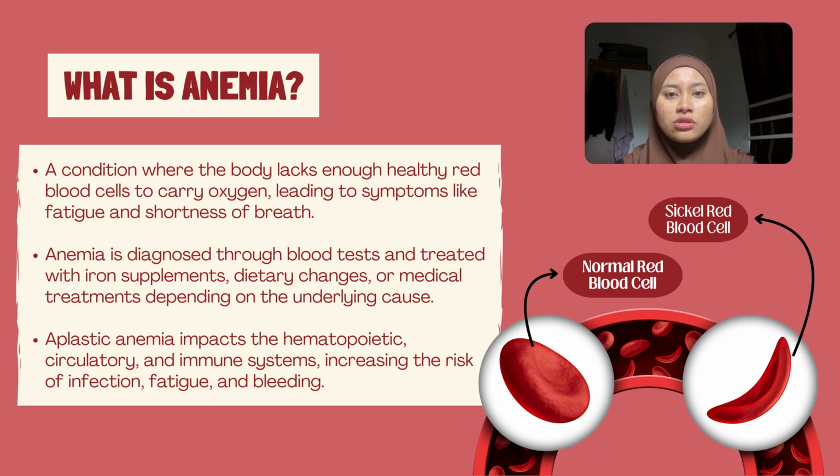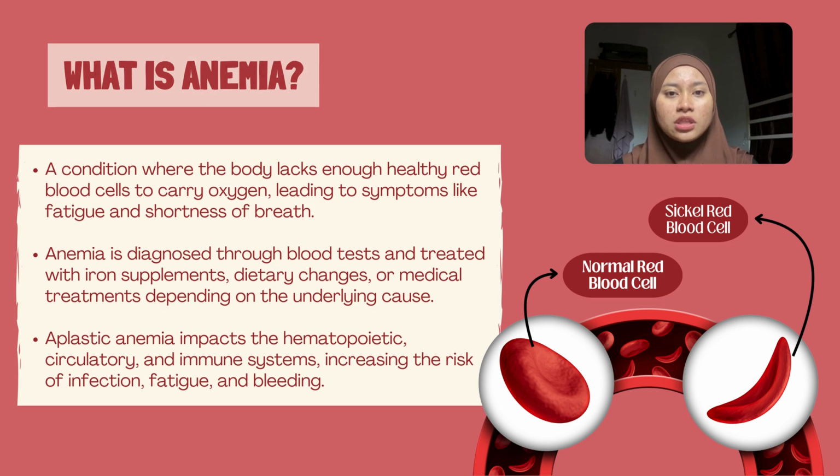The biological system involved in aplastic anemia affects the hematopoietic system. Impaired bone marrow function has systemic effects on the circulatory system and immune response. This interaction increases the risk of infection, fatigue, and bleeding, while emphasizing the complexity in the management of aplastic anemia. Treatment for aplastic anemia requires a combination of supportive care and long-term monitoring to ensure better patient outcome.